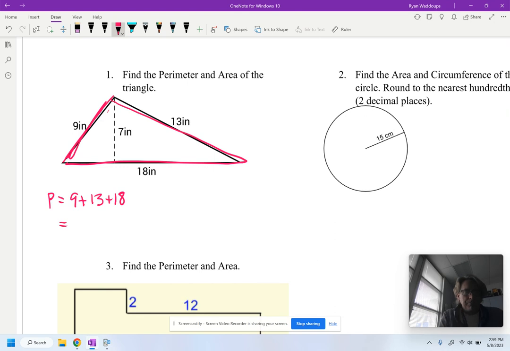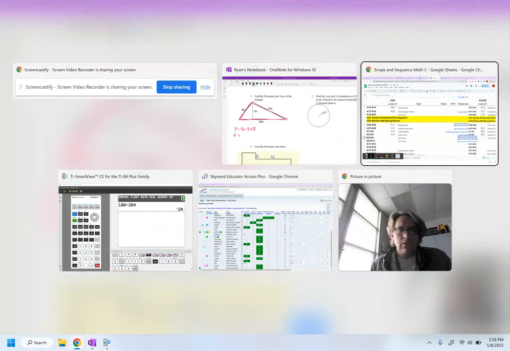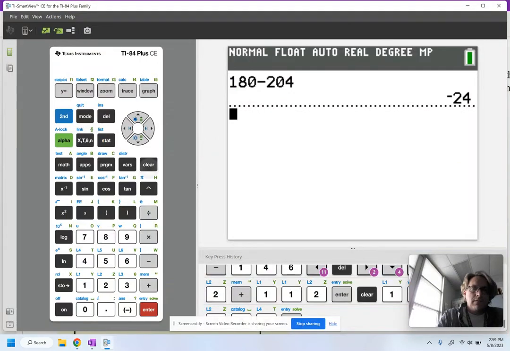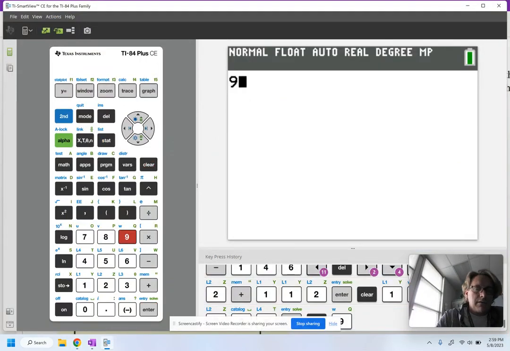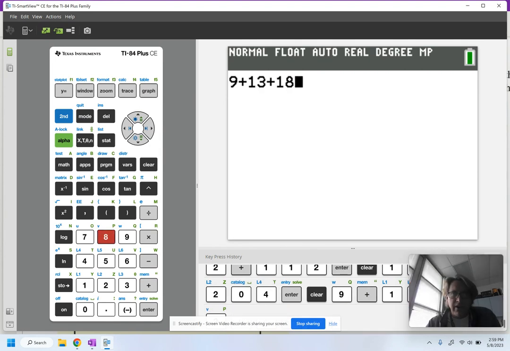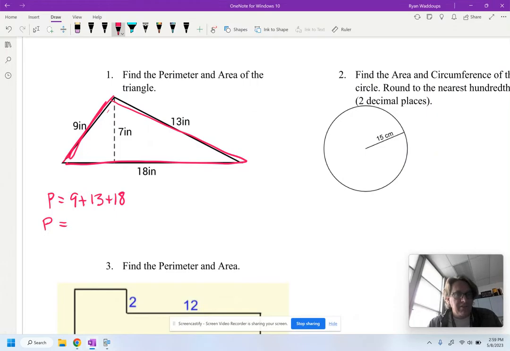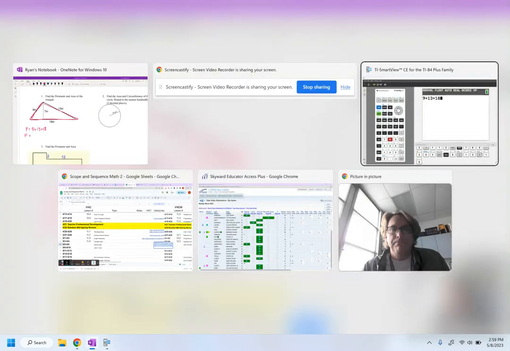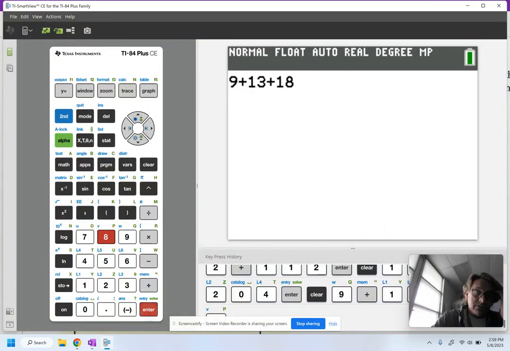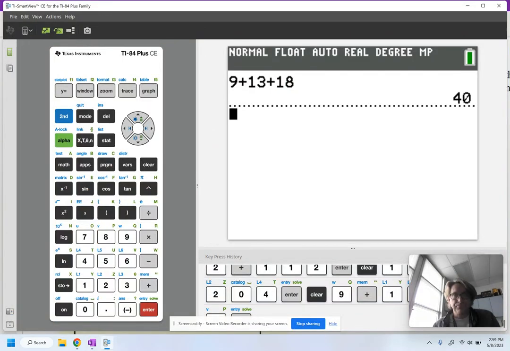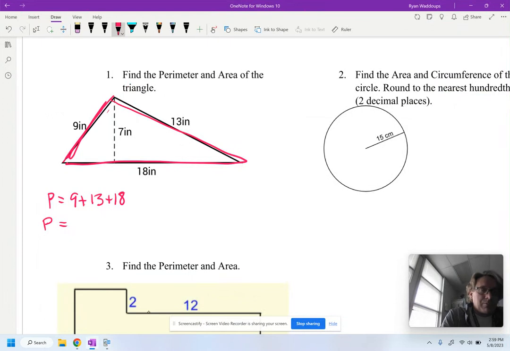And the perimeter, P, 9 plus 13 plus 18, double check to make sure that I've typed in the right numbers. 9 plus 13 plus 18, yeah, is equal to 40. And so the perimeter is 40 and the units are inches. So that's 40 inches around.